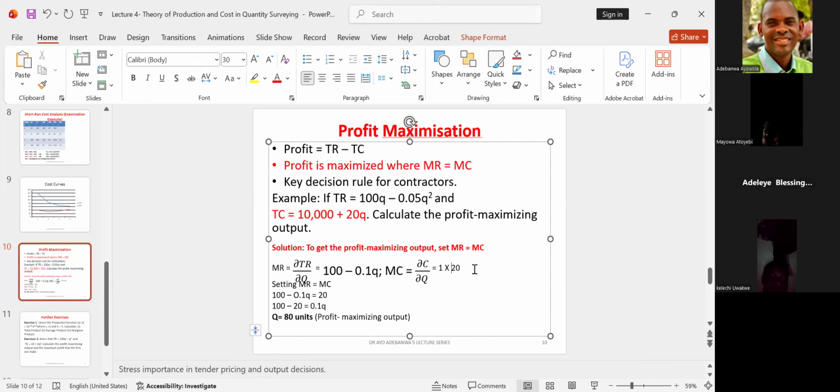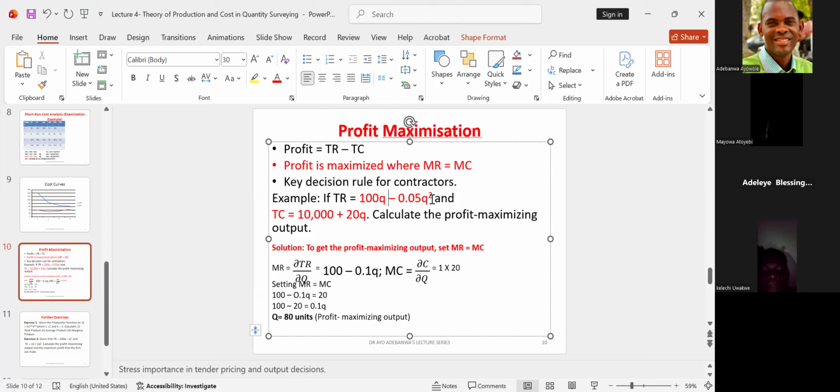Then the marginal revenue also, you differentiate the total revenue. Look at that one here. I'm highlighting it. You differentiate the total revenue, which is 100Q minus 0.05Q squared. So if you want to differentiate it, 100Q has an invisible power of 1. 1 times 100 will give you 100. Then subtract 1 from that power of 1. It will give you 1 minus 1, which is 0. And Q raised to the power of 0 will give you 1. 1 times 100 will give you 100. So that's how they got the 100.